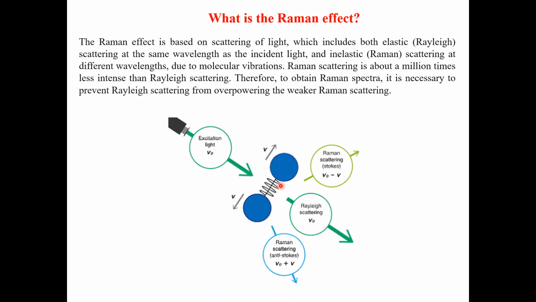We have two types of scattering. One is elastic scattering, which we call Rayleigh scattering, and the other is inelastic scattering, which is called Raman scattering. The Raman scattering has a slightly different wavelength, because of molecular vibrations. You should remember that Raman scattering is about a million times less intense than Rayleigh scattering. Therefore, to obtain Raman spectra, it is necessary to prevent Rayleigh scattering from overpowering the weaker Raman scattering.